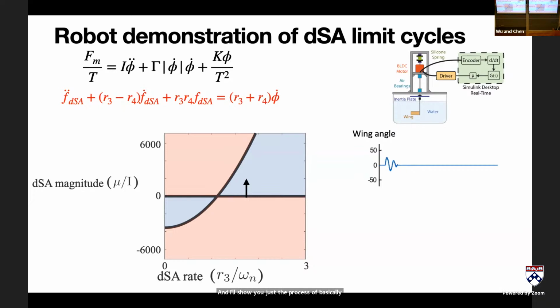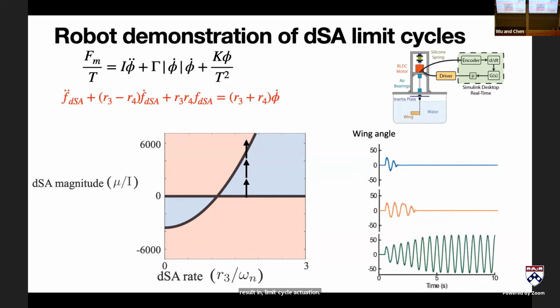So here's an example of the motion of a wing where the parameters are small in terms of the magnitude of this response, and the delayed stretch activation doesn't result in limit cycle actuation. As we go up further, you see that a little perturbation to the wing persists a little bit. And as we cross this boundary here, you see that you get these nice oscillations of the wing beat.